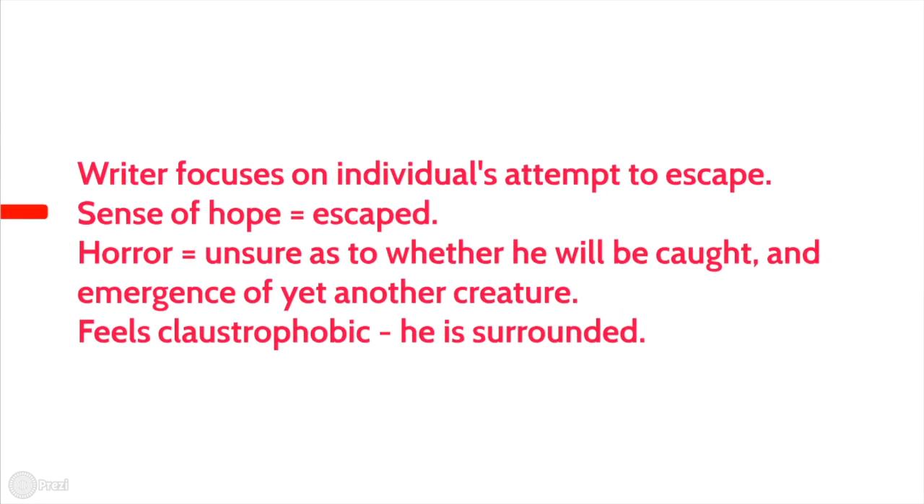And then at the end, the writer focuses on the individual's attempt to escape, okay? So we've got a sense of hope that perhaps he has escaped, although there is a sense of horror as well, as we're unsure as to whether he will be caught. So we've got focus shift. So at the beginning we've got the description of the creature, the middle we've got the emergence of the creature and the climax of the extract, and then at the end we've got a focus on the individual's attempt to escape, okay, and we're left with almost a cliffhanger as to whether that character will escape the intentions of that Martian.